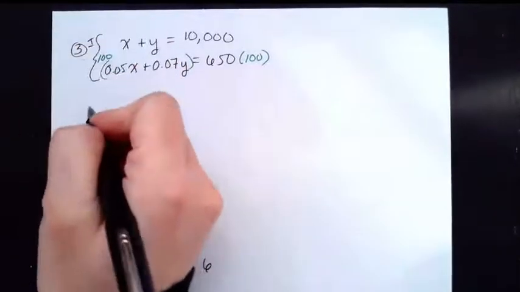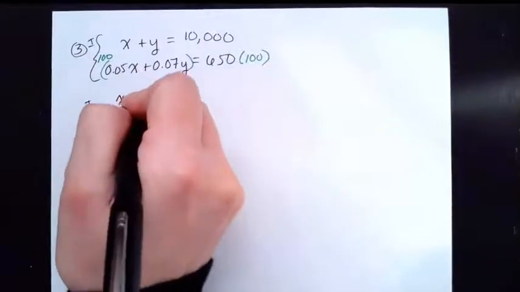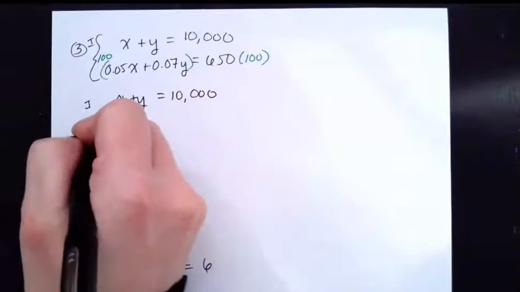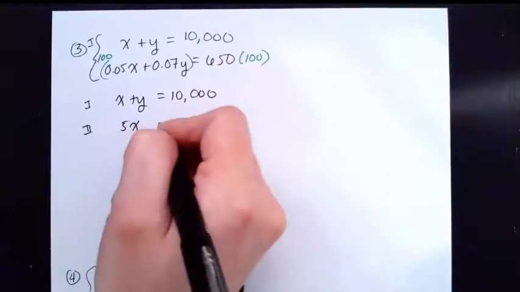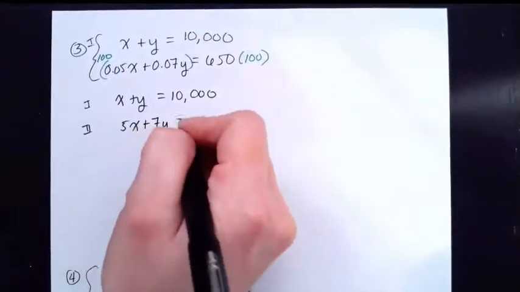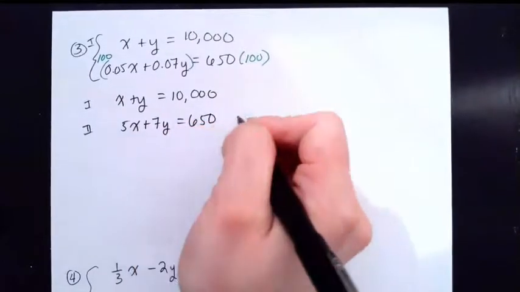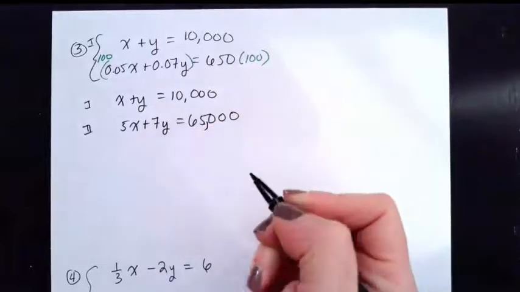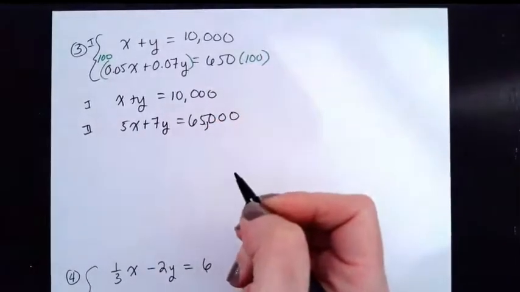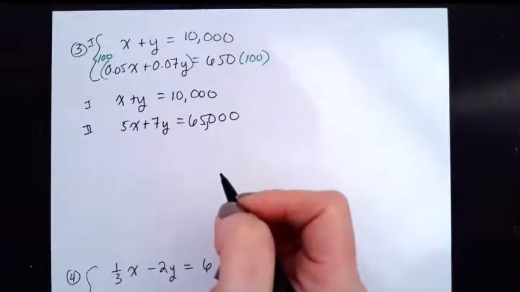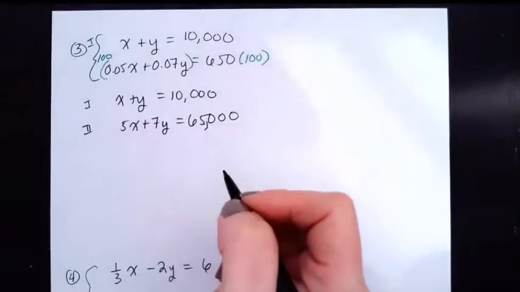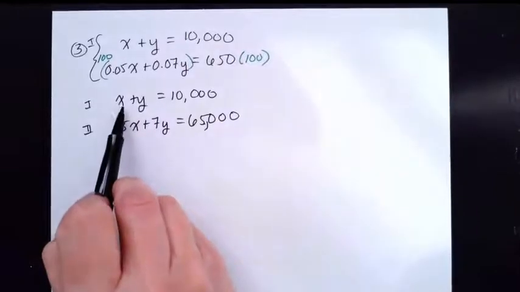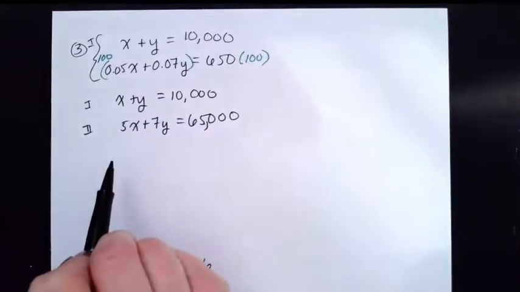So let me rewrite both equations now. The first one stays the same: x plus y equals 10,000. The second one is now 5x plus 7y equals 65,000. All right, so now I have to decide substitution or elimination. Both are good candidates because we could easily take that first equation and solve for x or y.